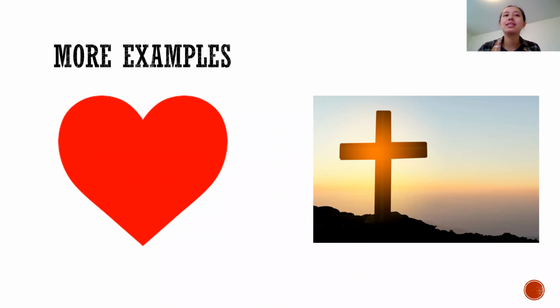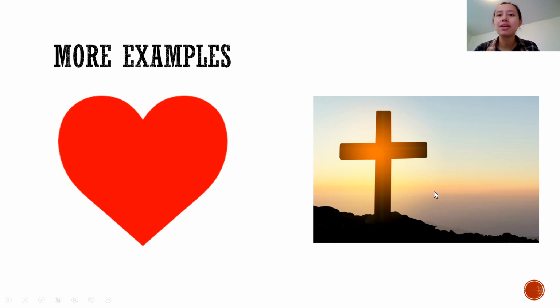Now let's look at some more examples here. The first picture is just the shape of a heart. That's the denotation, the literal meaning of this heart shape in red. But for a lot of people, when they look at it, they think, oh, that means love, or expressing love to someone, or someone who is very loving. That's the deeper meaning associated with this word. That's the connotation of this heart shape.